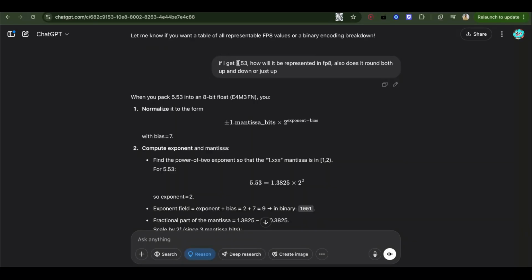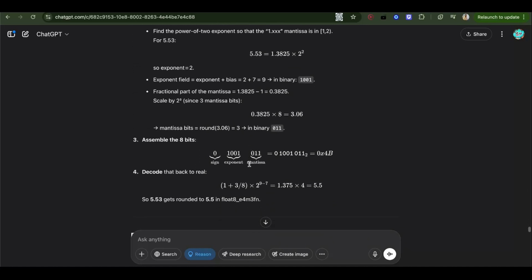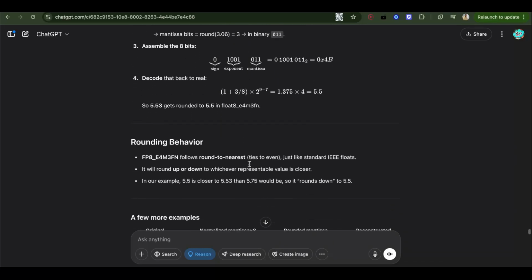So let's say we have some number 5.53. We cannot represent this number in FP8. There are not enough exponent and mantissa bits, so we need to round it to the closest number, either up or down. So these are some calculations. It's going to be rounded to 5.5 because that's the closest number. So we will save this number into memory in FP8 instead.